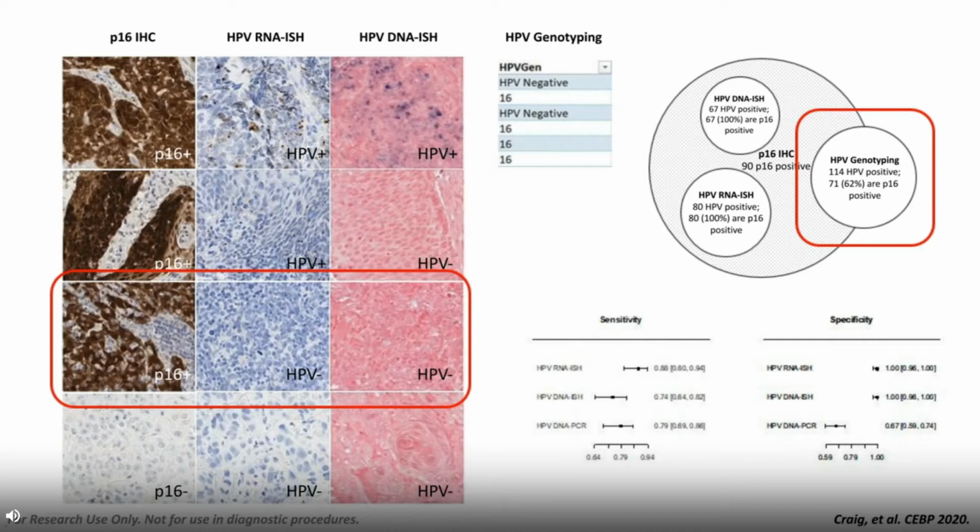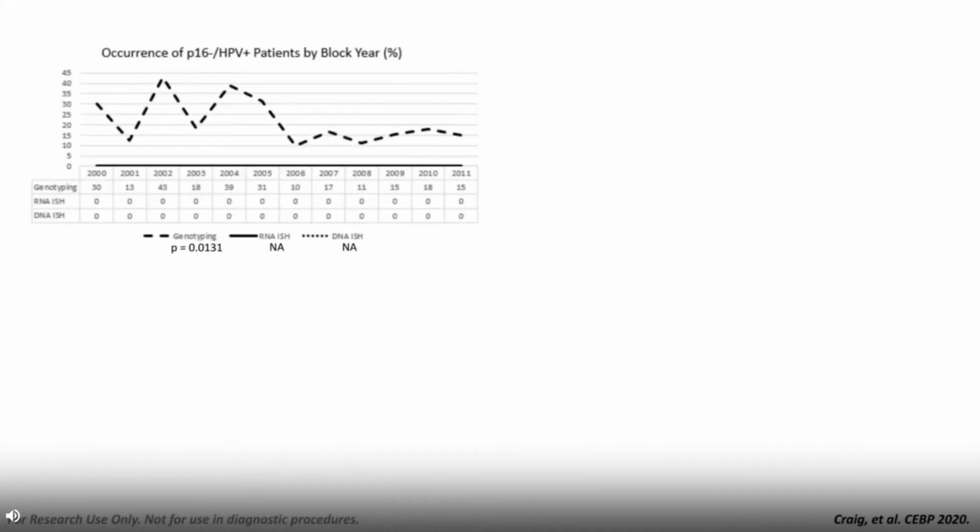So using a time trend analysis, we assessed the occurrence of P16 negative HPV positive patients for all 3 tests across the time period gathered for the patients. Now, as you can see, there's only one line in this graph, and that's because only the genotyping identified cases like this.